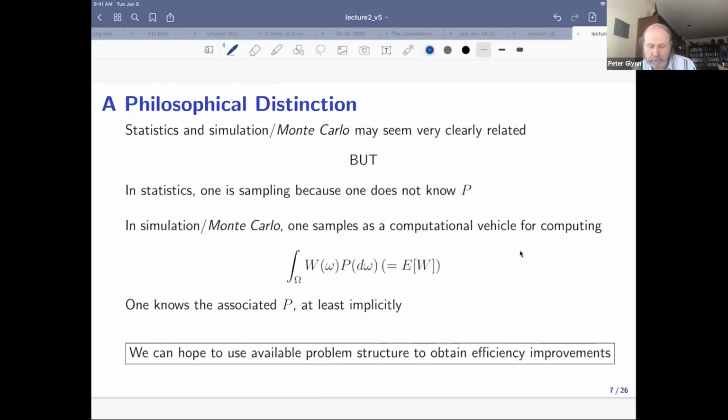Now, one important distinction between the world of simulation and the world of statistics is the following. Both literatures and both sets of ideas focus on using samples to estimate things. But there's a very, very important difference between statistics and simulation. In the world of statistics, you sample because you don't know the underlying population. Of course, in the world of simulation, we have algorithms available to actually generate samples from the given population.